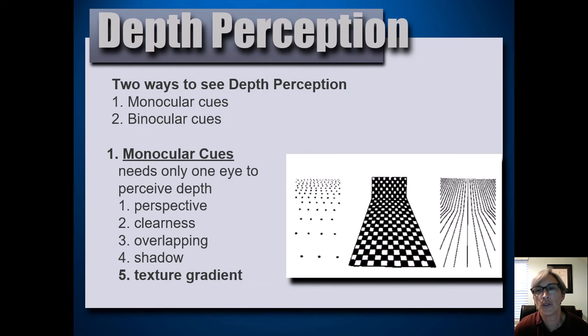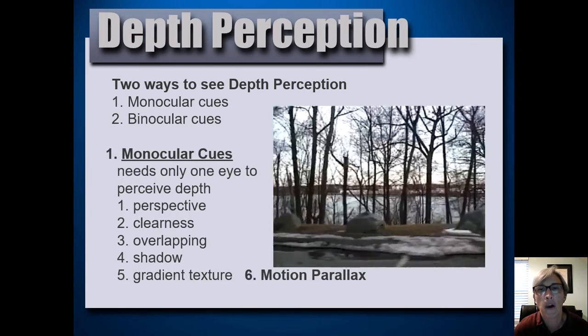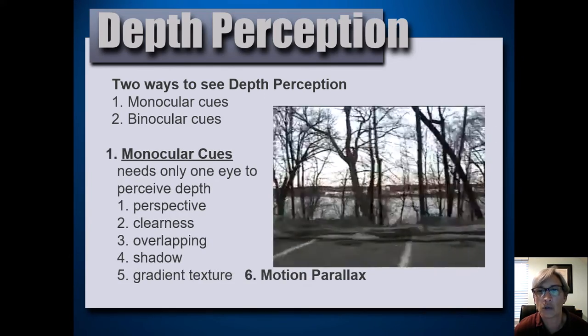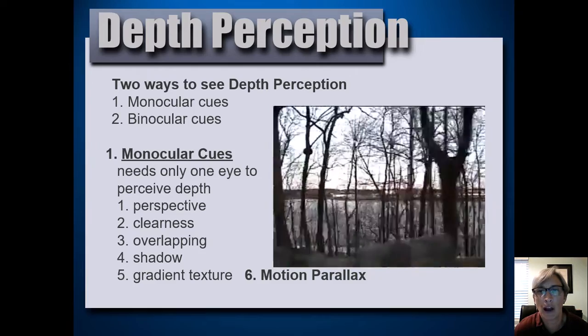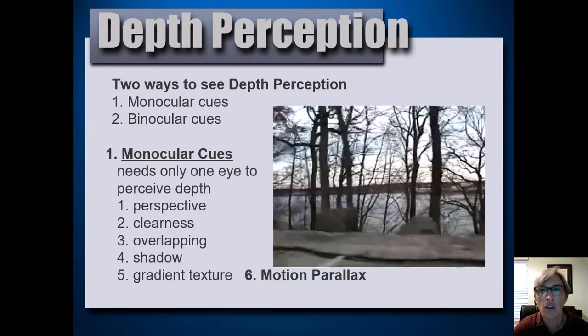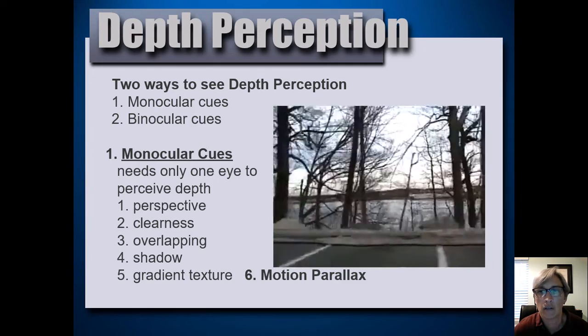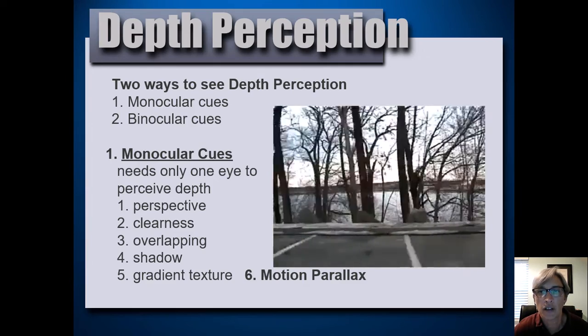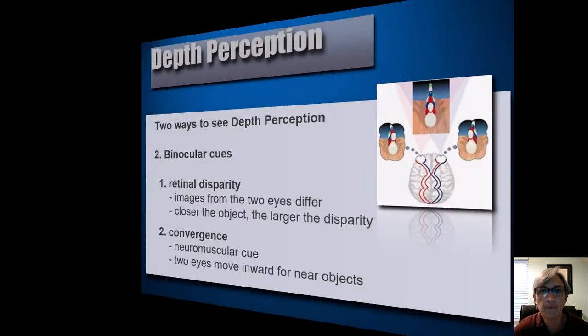Texture gradient, you see here, as the boxes in the middle thing here get closer to us, they're larger. So that gives us the depth perception. Motion parallax, you'll notice that the rocks and the trees nearby go by really fast, whereas the things in the backdrop go by really slow. You'll see that when you're driving, you know, riding in a car. Things that are nearby go fast.